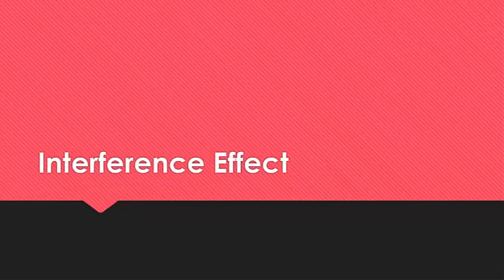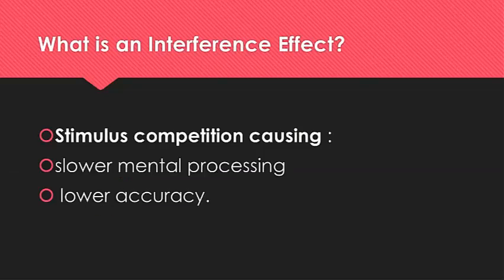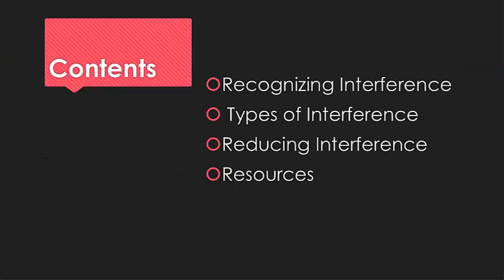Today we will be discussing the design principle called interference effect. An interference effect is when stimulus competition occurs, causing slower mental processing and lower accuracy. The contents of this lecture include recognizing interference, the types of interference, reducing interference, and resources for more information.